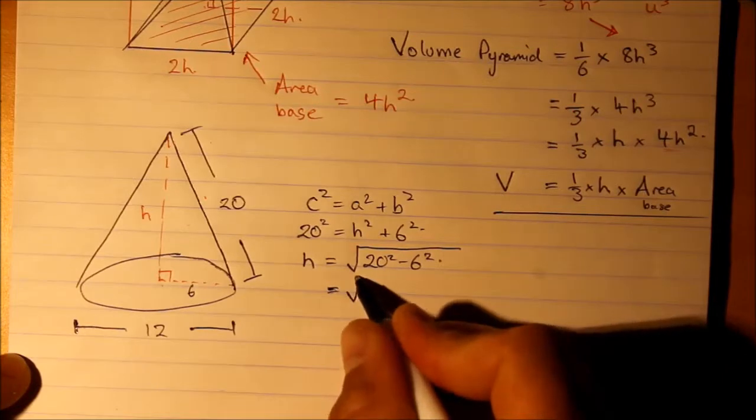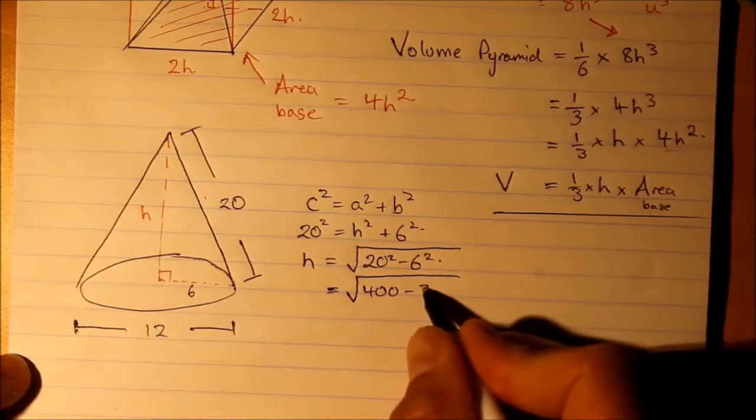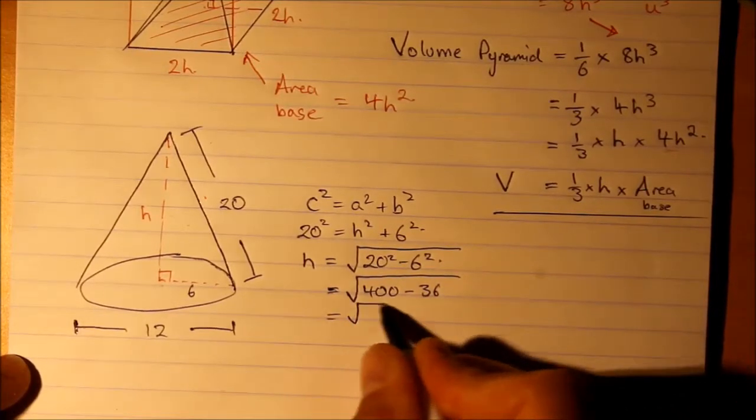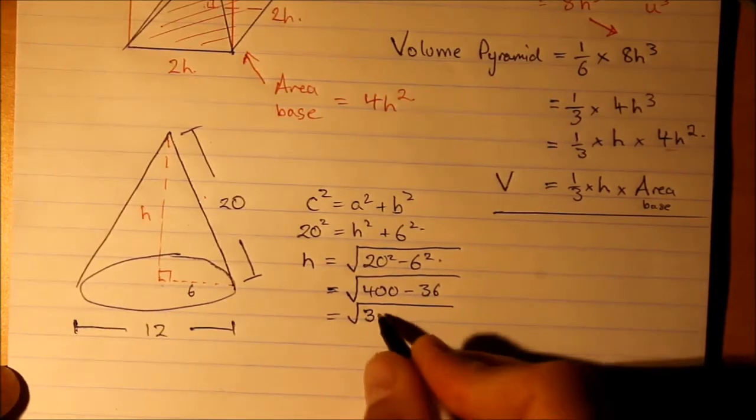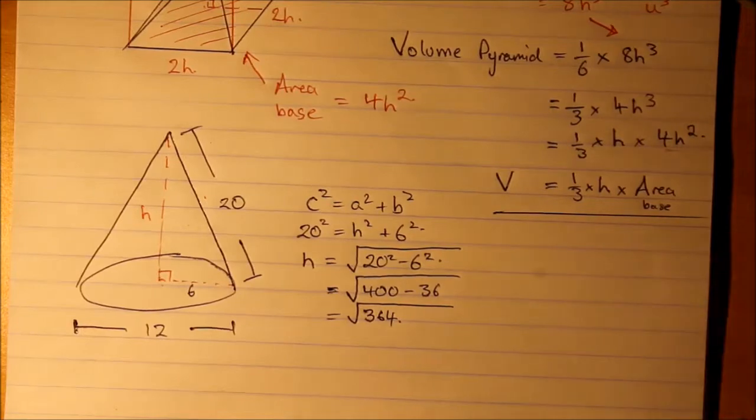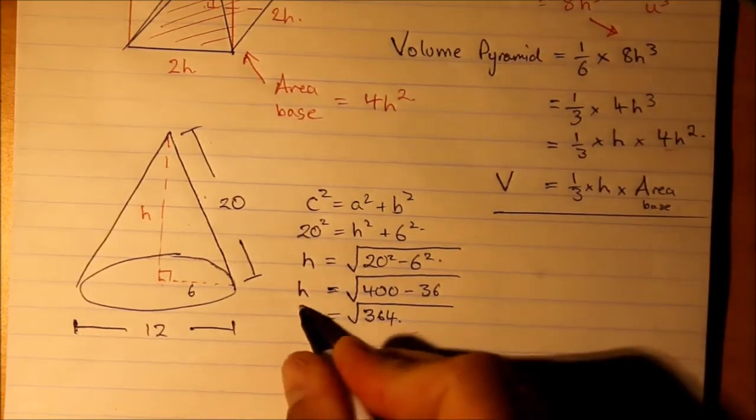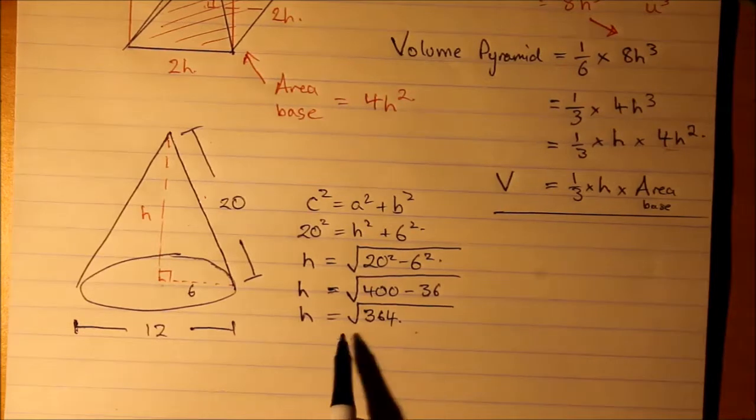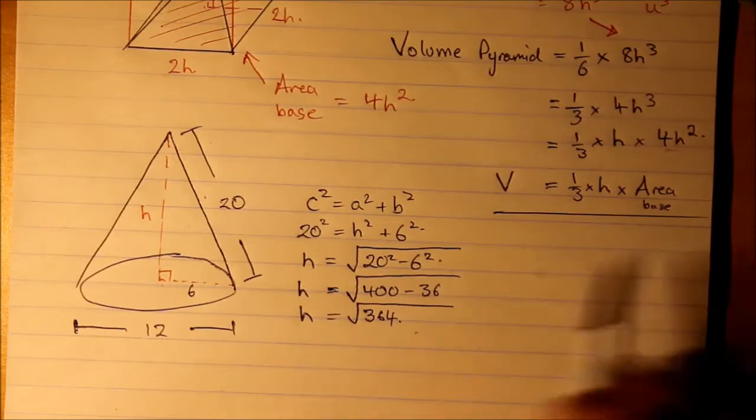Well, that's 400 take away 36, which is 364, I think. Let's leave that in exact form for now. So that's going to be our height. Let's leave that in exact form now, and we can use this now to find the volume.